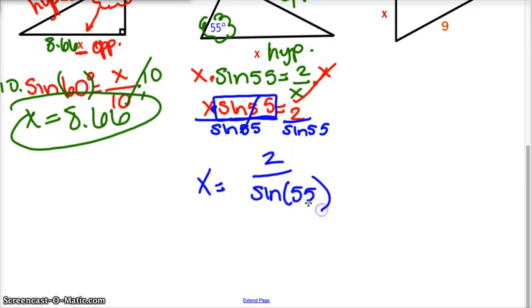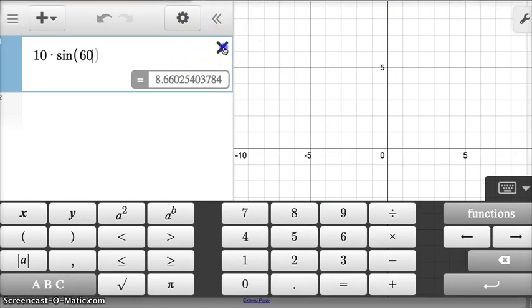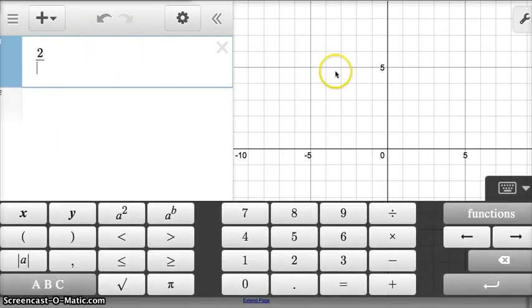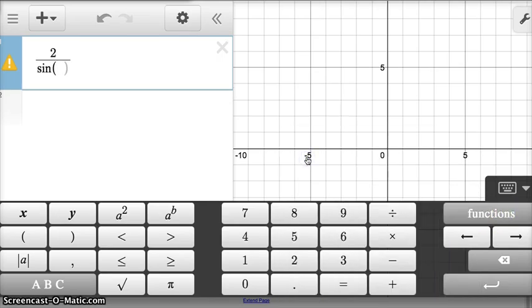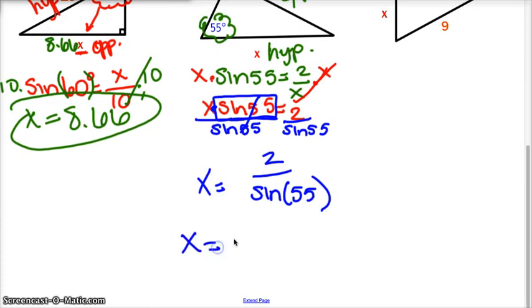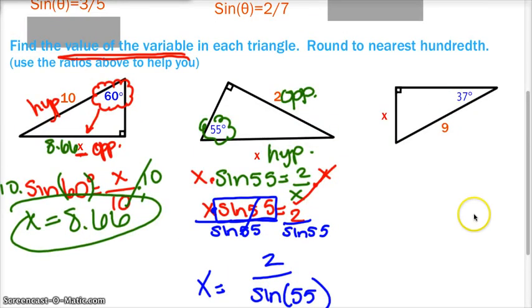Your calculator, when you hit sine, is going to automatically generate at least one parenthesis. Just make sure you're closing it. I'm going to go back to that Desmos graphing calculator, and I am typing in 2 divided by, oops, the sine of 55. 2.44. X is equal to 2.44. Please pause your video and try the next one.